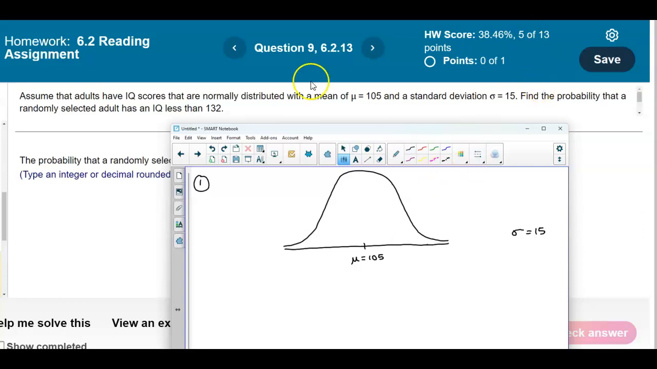Now the question says, find the probability that a randomly selected adult has an IQ that's less than 132. Then we're going to label 132 on the graph here, and that's going to represent the value of x. And then we're going to draw a line up there, and it says less than. So if it's less than, that means that we're looking for the area that is shaded to the left of this graph. So this is the probability that we're looking for.